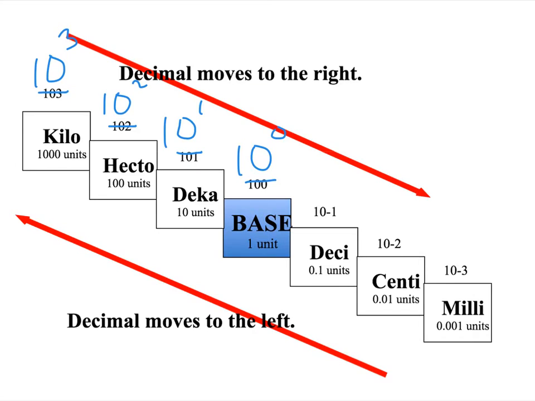Or we can go down the other direction and get smaller. We can say 1/10 of something, or 10 to the -1. We can say centa, 1/100th of something, or 10 to the -2. Or a milla, 1/1000th, 10 to the -3. And again, if you want to convert between units, you're just moving a decimal place.